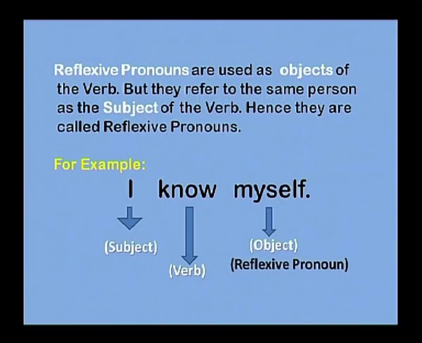Reflexive pronouns are used as objects of the verb, but they refer to the same person as the subject. Let's take a look here. I know myself. I is the subject of the sentence, know is the verb and myself becomes the object here, but it is a reflexive pronoun.